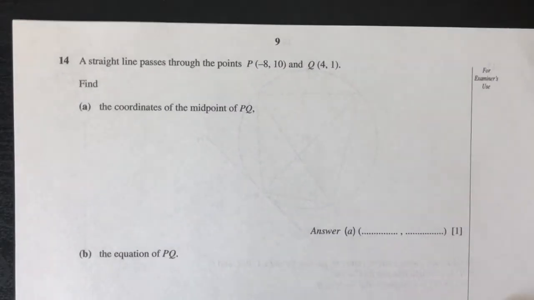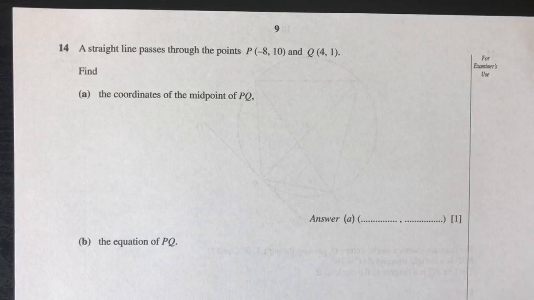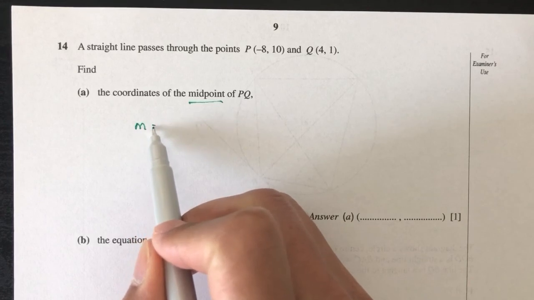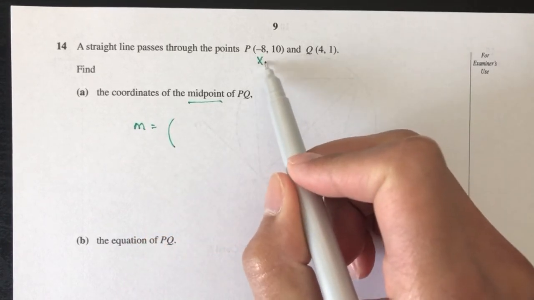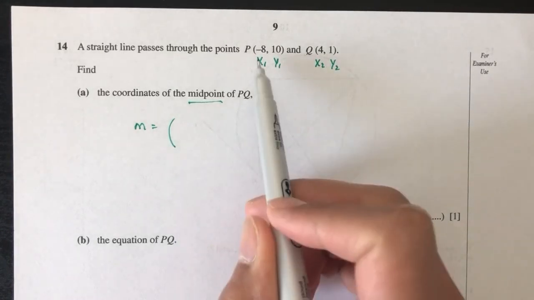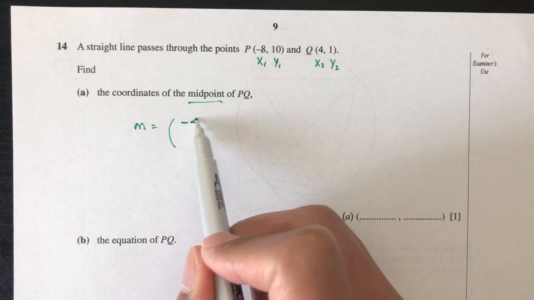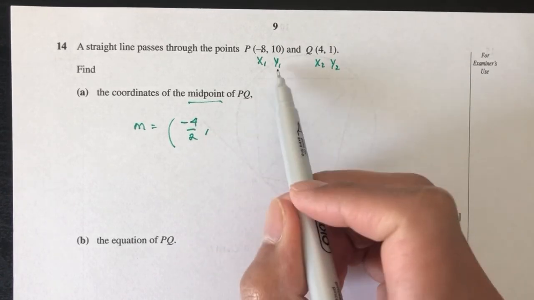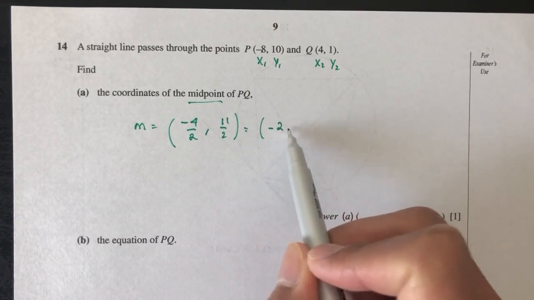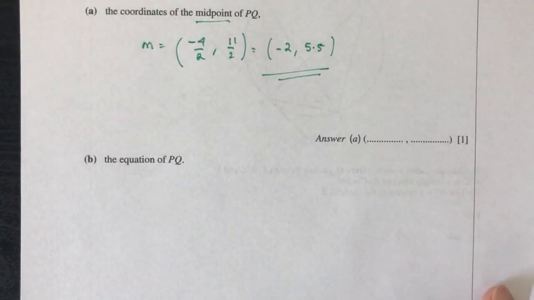Moving on to question number 14. A straight line passes through the points P and Q. Find the coordinates of the midpoint. So we have to use a formula for this one, pretty easy. We call this x1, y1, x2, y2. So we have to do x1 plus x2, which is minus 8 plus 4, that will be minus 4, divided by 2, and 10 plus 1, 11, divided by 2, that will be minus 2 and 5.5. That will be the midpoint of PQ.